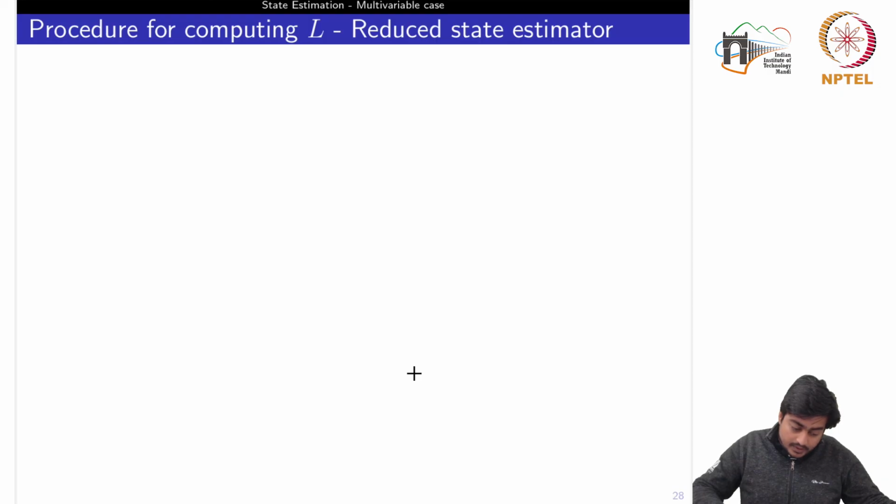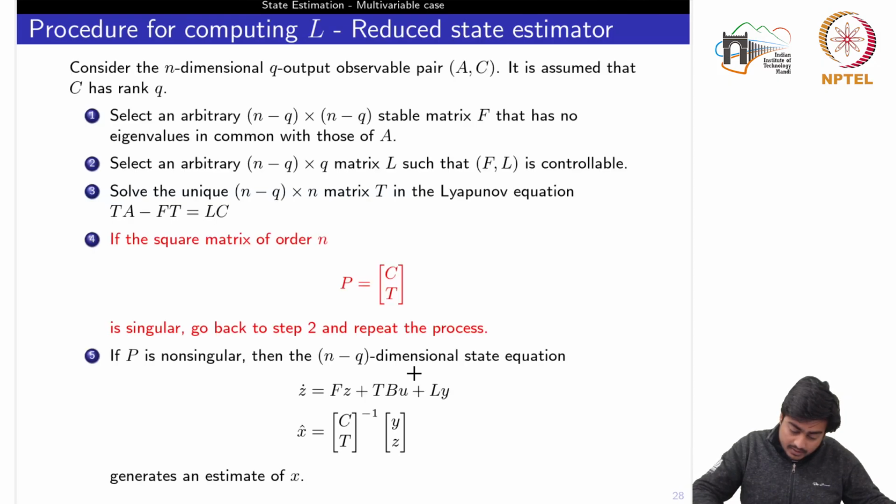Okay, so the full order design would remain the same. There is a slight change in the reduced state estimator, which we can see. So we won't be discussing the design procedure of the full order state estimator, which you can do by using either of the methods, that is eigenvalue assignment or the Lyapunov equation method. So here we would see the reduced state estimator.